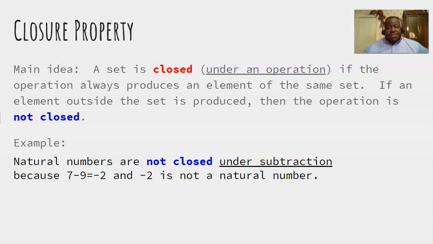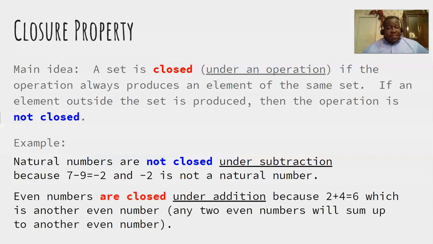Now, I want to key in on something here. This is one of the learning objectives, the second one. This is what we call a counterexample, because this is an example that proves that what you originally said is not true. Counter against example. It's against the example. So natural numbers are not closed under subtraction. And another example here said even numbers are closed under addition because 2 plus 4 equals 6, which is another even number. Any two even numbers will sum up to another even number.